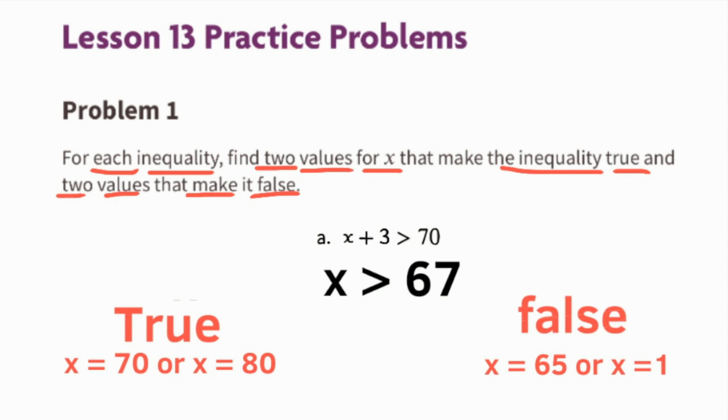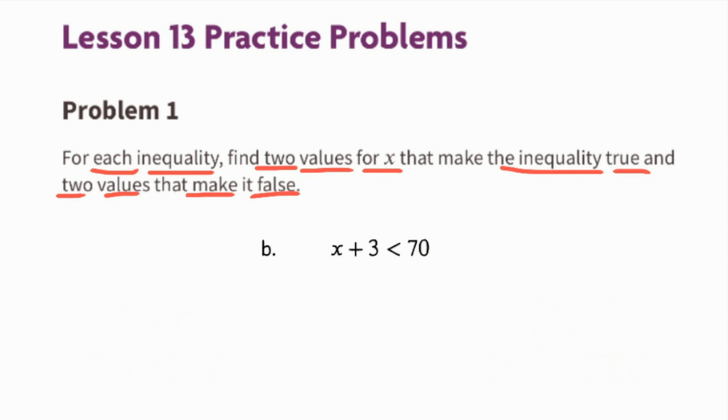Values for x that would make the inequality false would be any values that are not greater than 67. For example, x could be 65 or x could be 1. Anything with a value that's not greater than 67.